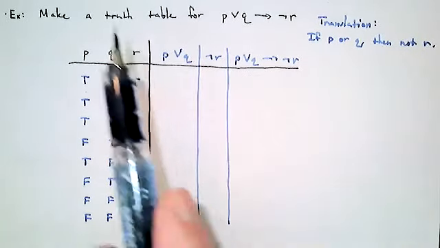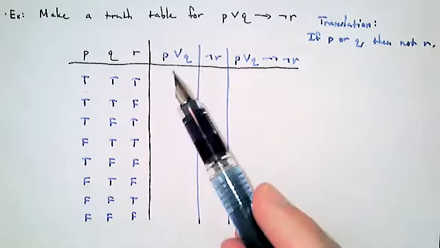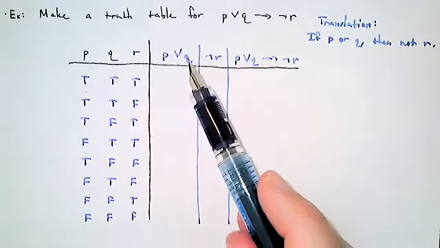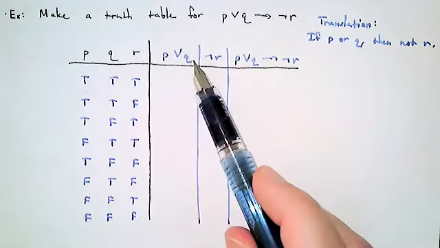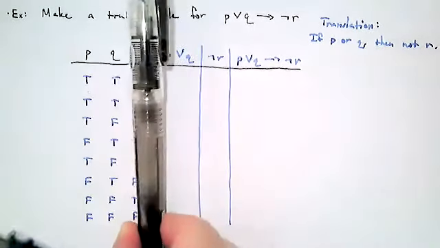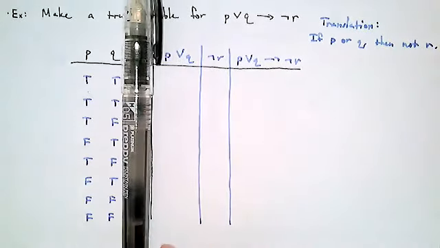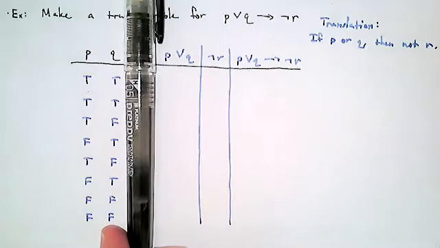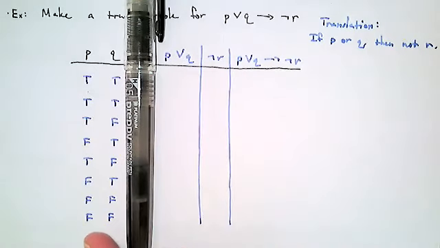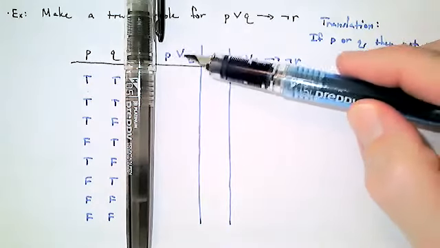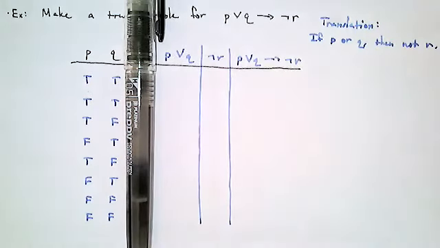Okay, so now we work to the right, so we need to look at this column, P or Q. In order to fill this in, we're going to totally ignore the value of R. So you can imagine covering it up, and you can literally cover it up with something because it doesn't matter right now. What needs to happen for P or Q to be true? Someone tell me. At least one of them needs to be true.